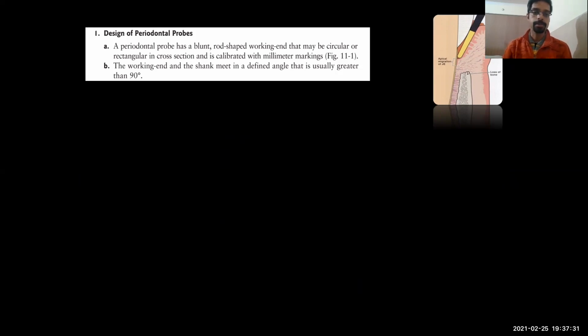A manual probe is basically a blunt rod-shaped instrument that may be circular or rectangular in cross-section and is calibrated with millimeter markings. That is, the instrument under discussion is the periodontal probe. It is a scale for the oral cavity. The working end and the shank meet at a defined angle, which is usually greater than 90 degrees, that is, an obtuse angle.